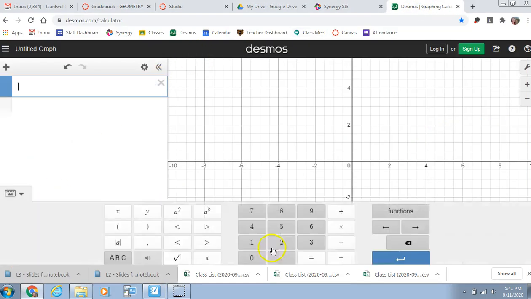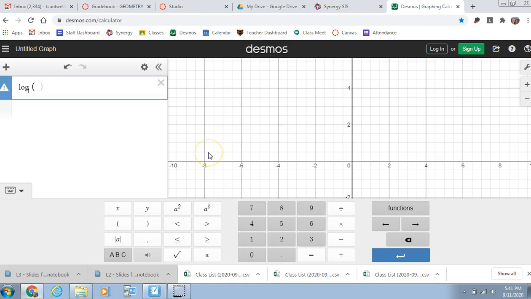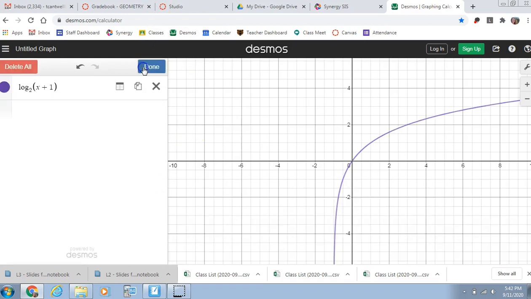So here, since we have a base that is not e, base of natural logs, or 10, common logs, we would want to use this one right here that has log, and we would want to enter the base. This has a log of base 2, so we would enter that there. And then we would put in our x plus 1. And there we go. So within our function, we could get some values for this.